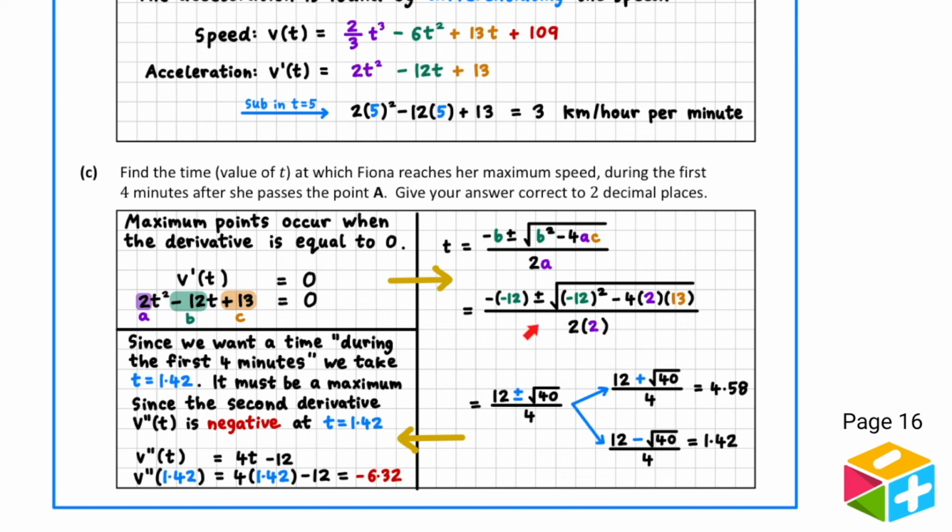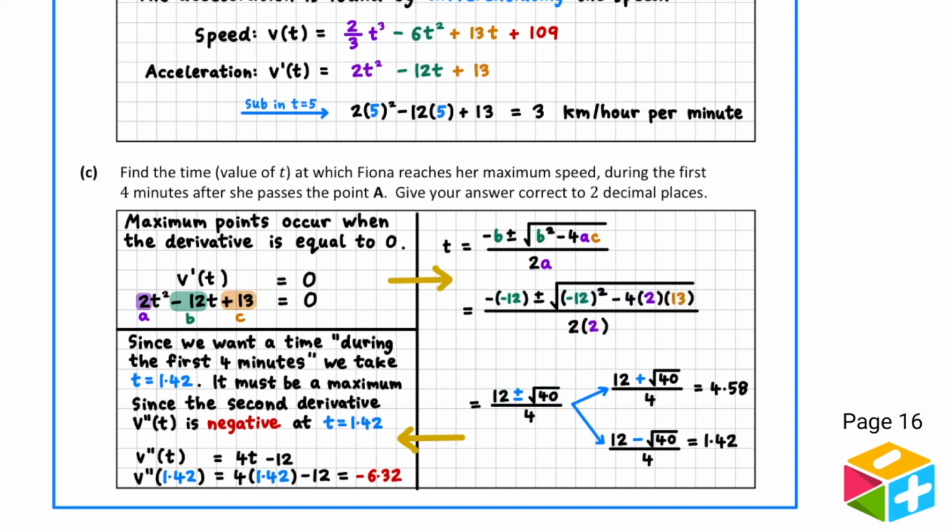Let's sub these values into our formula. From here we can simplify. Minus 12 is plus 12. The expression under the square root evaluates to 40. And beneath the line we have 2 times 2, which is equal to 4.